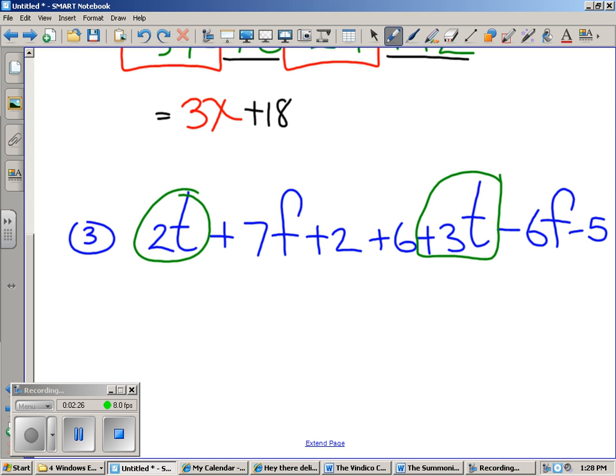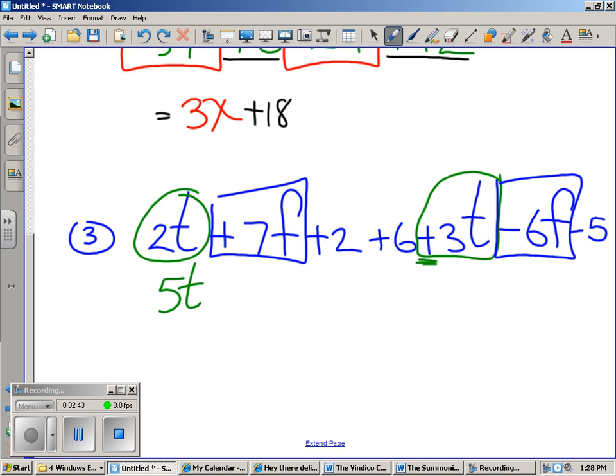Also remember, take whatever is in front of that term, and you'll know what to do. So 2t plus 3t is simply 5t. Next, I'll do these f's. Make sure to take the term in front, and what I have here is 7f minus 6f is 1f. Now, we don't actually have to write the number 1 in front of that f. We can, if it makes you feel better, but you could just leave it as f.